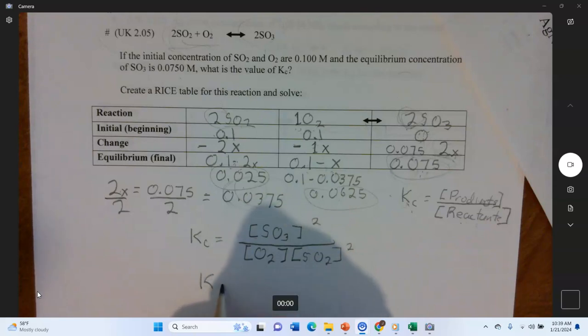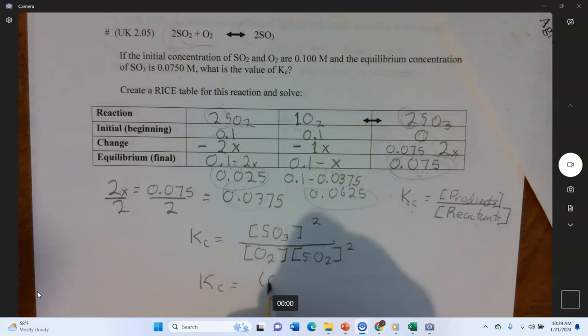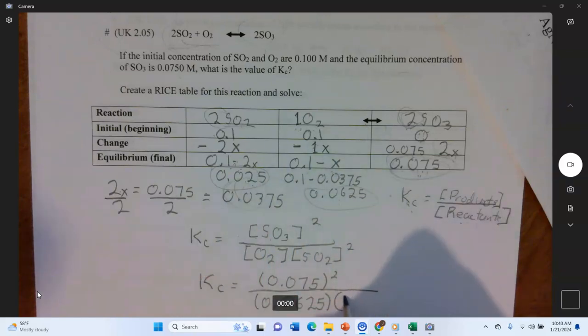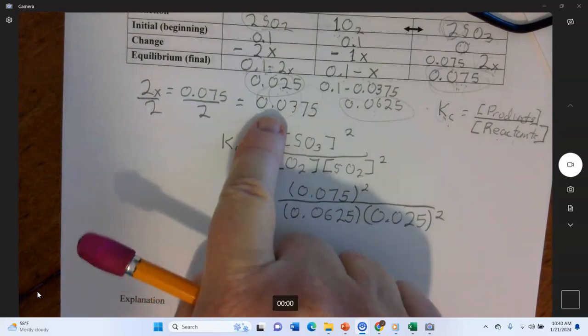Okay, so now we do plug in the numbers. We're trying to find Kc. So let's go ahead and plug in our numbers. SO3 is what was given to us. I'm going to switch to parentheses because we're doing a math equation now. It doesn't matter, you can leave it in brackets. Squared over, and then it's going to be this. Okay, there it is. Convince yourself that that is correct, based on this equation and these numbers up here.